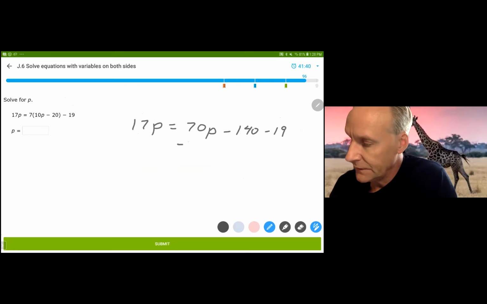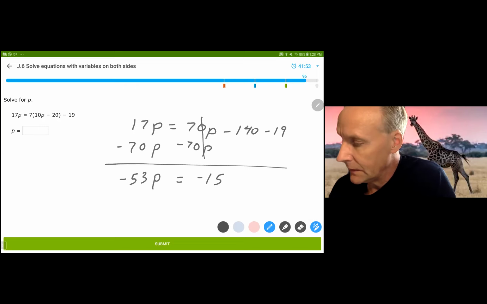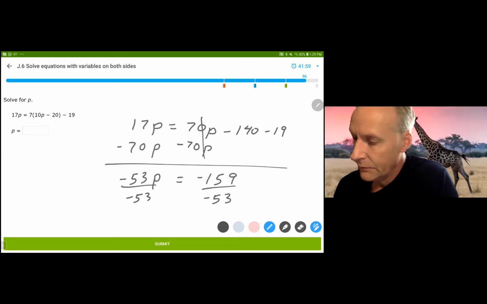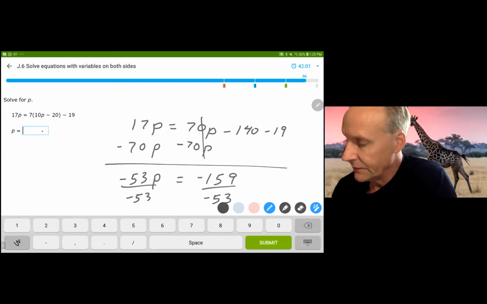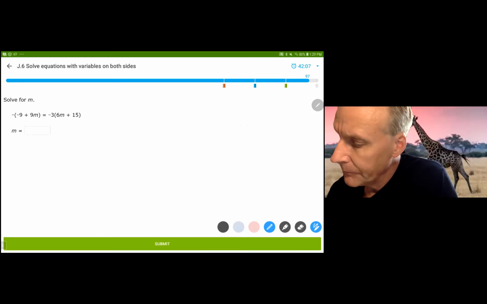It is easier to subtract the 70p, and then you end up with the negative 53p is equal to negative 159. And that goes in 3 times very nicely. And p is equal to 3. I'm just dividing by negative 53. And it looks like we have 1 or 2 more.